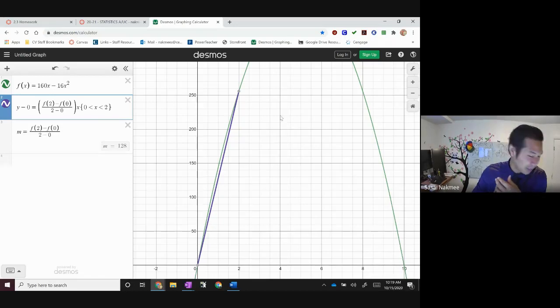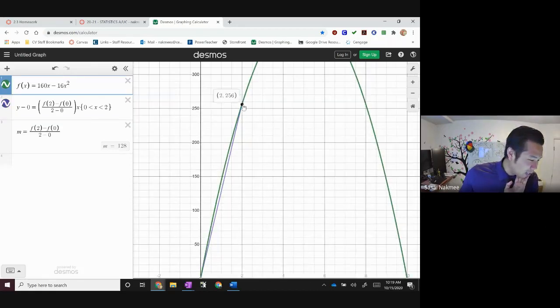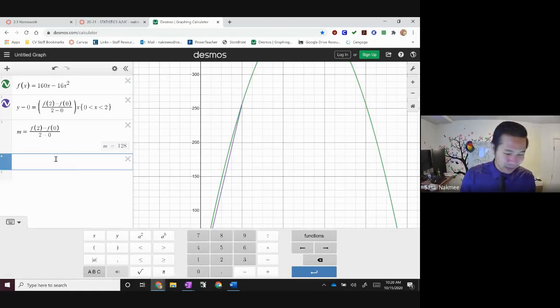Distracting me. Anyways, that's what we essentially did for calculating the average velocity, right? We calculated the slope of this purple line. You see that? We calculated the slope of this purple line. And then what we did to calculate the actual velocity itself is we calculated the slope of the line that's tangent exactly at 2, right? And what that looks like is this right here.